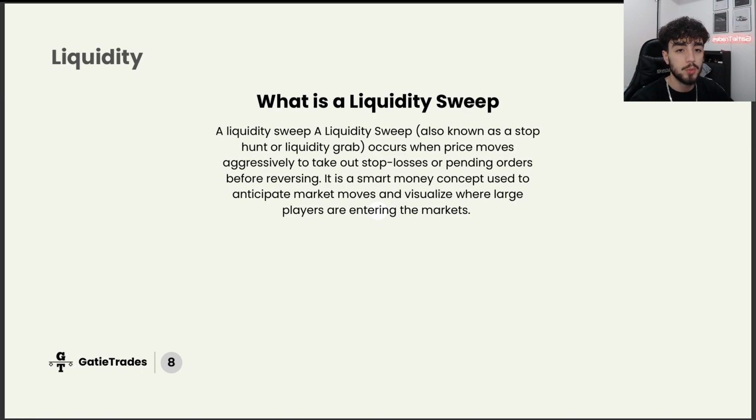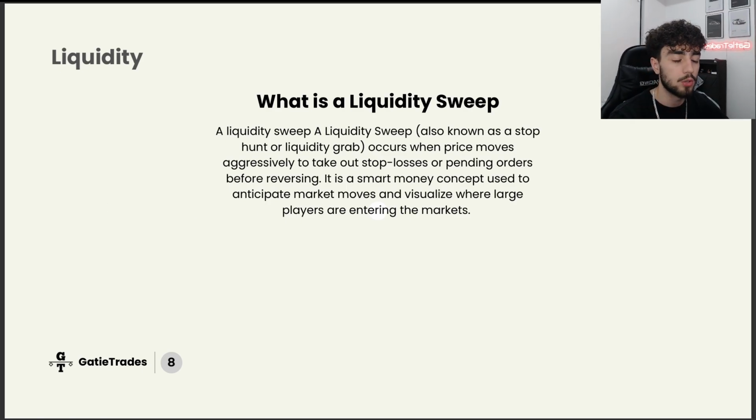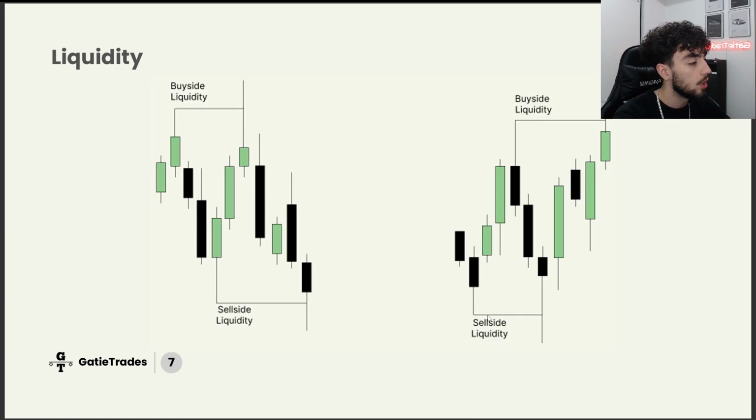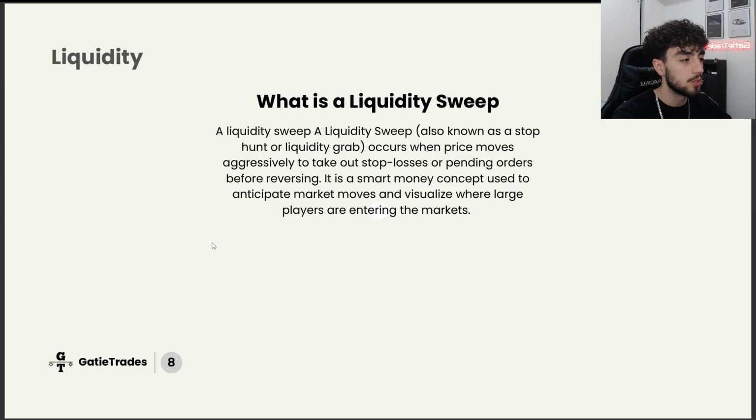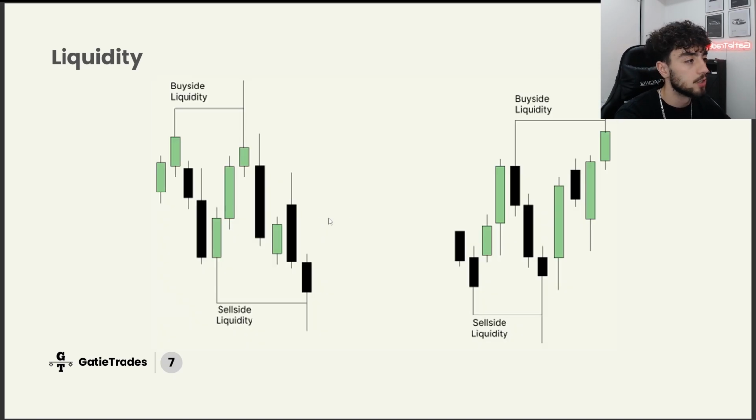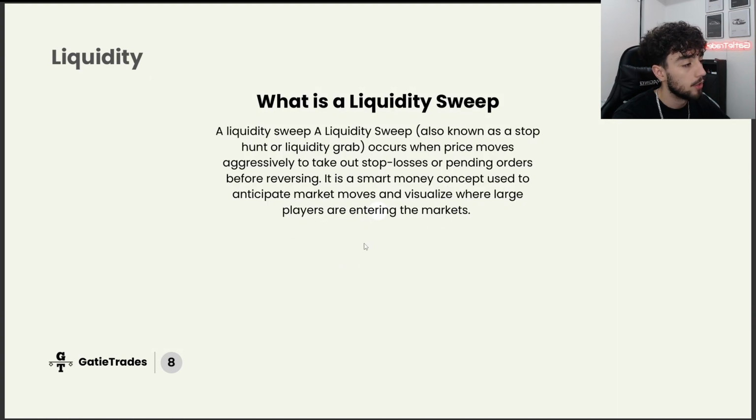The reason the liquidity sweep needs to occur before the reversal is because big players cannot participate in the market unless liquidity has been taken. Their orders can only be executed at these old highs and old lows in order to fill positions to then move the market. So it is a smart money concept used to anticipate market moves and visualize where large players are entering the market. So we can use liquidity sweeps to identify and anticipate large market moves, because we can understand and visualize where the large players might be entering the marketplace.